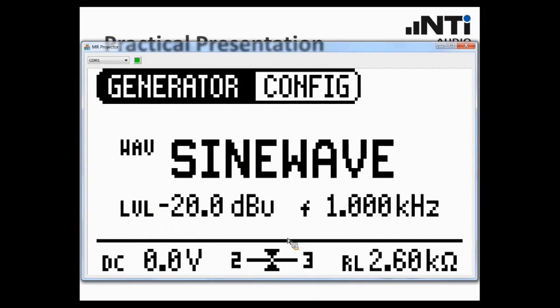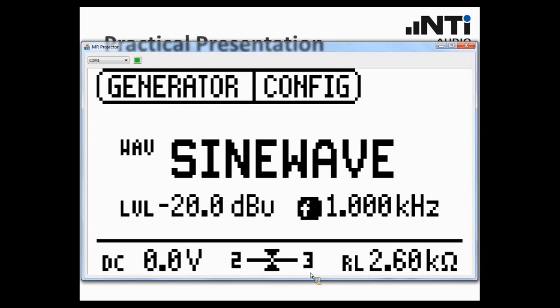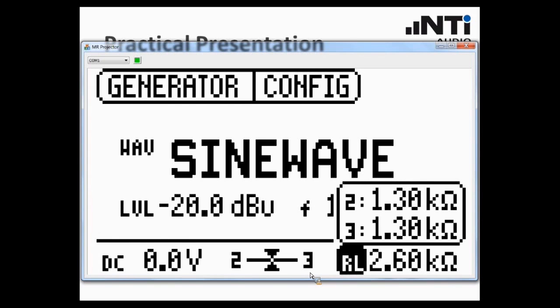So here you see the screen content of my MR-PRO. You see a typical microphone level, for instance, minus 20 dBu, 1 kilohertz. There is no phantom power present right now. However, we have a nice balanced signal, a nice balanced load impedance, I have to say, to be correct. And here you see the overall load impedance, and I can take a closer look at this load impedance by placing my cursor on this point here, and here you see the load impedance, how it is set up. It is actually 2 times 1.3 kilo ohm.